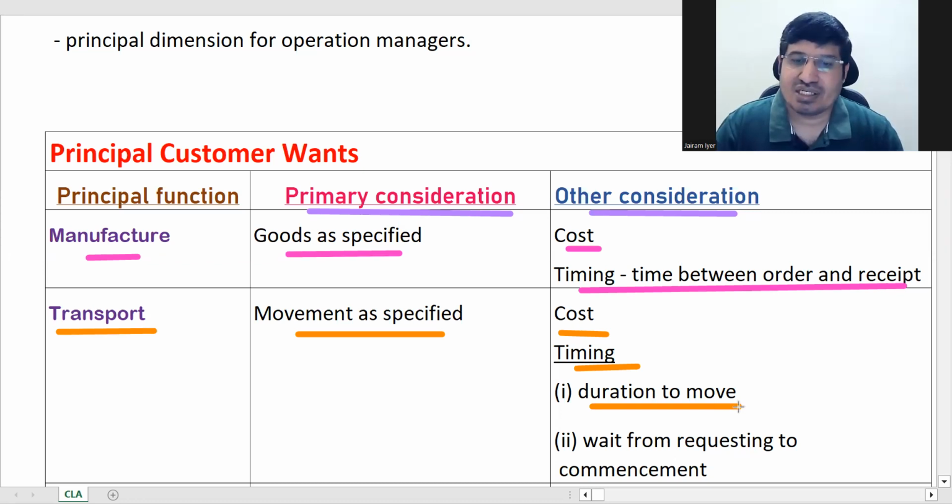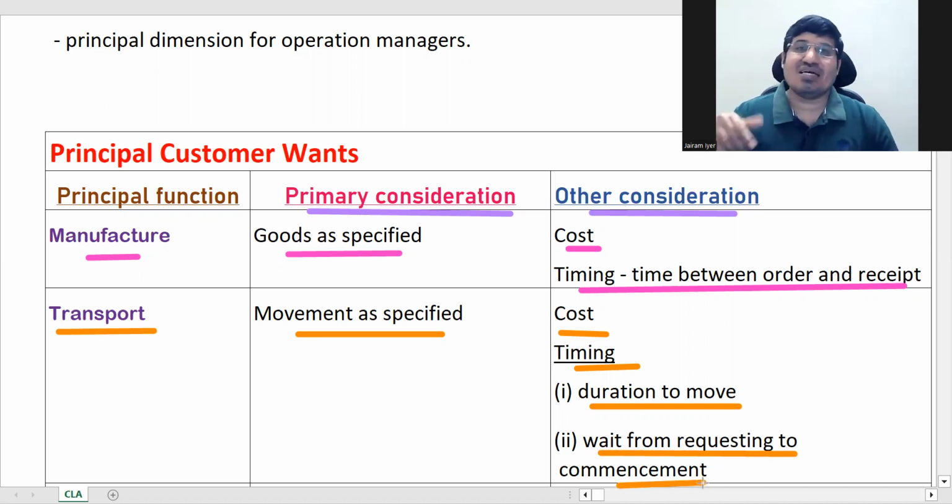Think of a bus. You will see that from your stop to the next stop, this bus will take 30 minutes. You are happy with it. That is one duration to move. But in transport, you will see one more thing: wait from requesting to commencement. If the bus is not going to start for another half an hour, then you might change your opinion, correct? So in transport, there are two things. You see the duration of movement, which is the real time of service, but you also have some wait time.